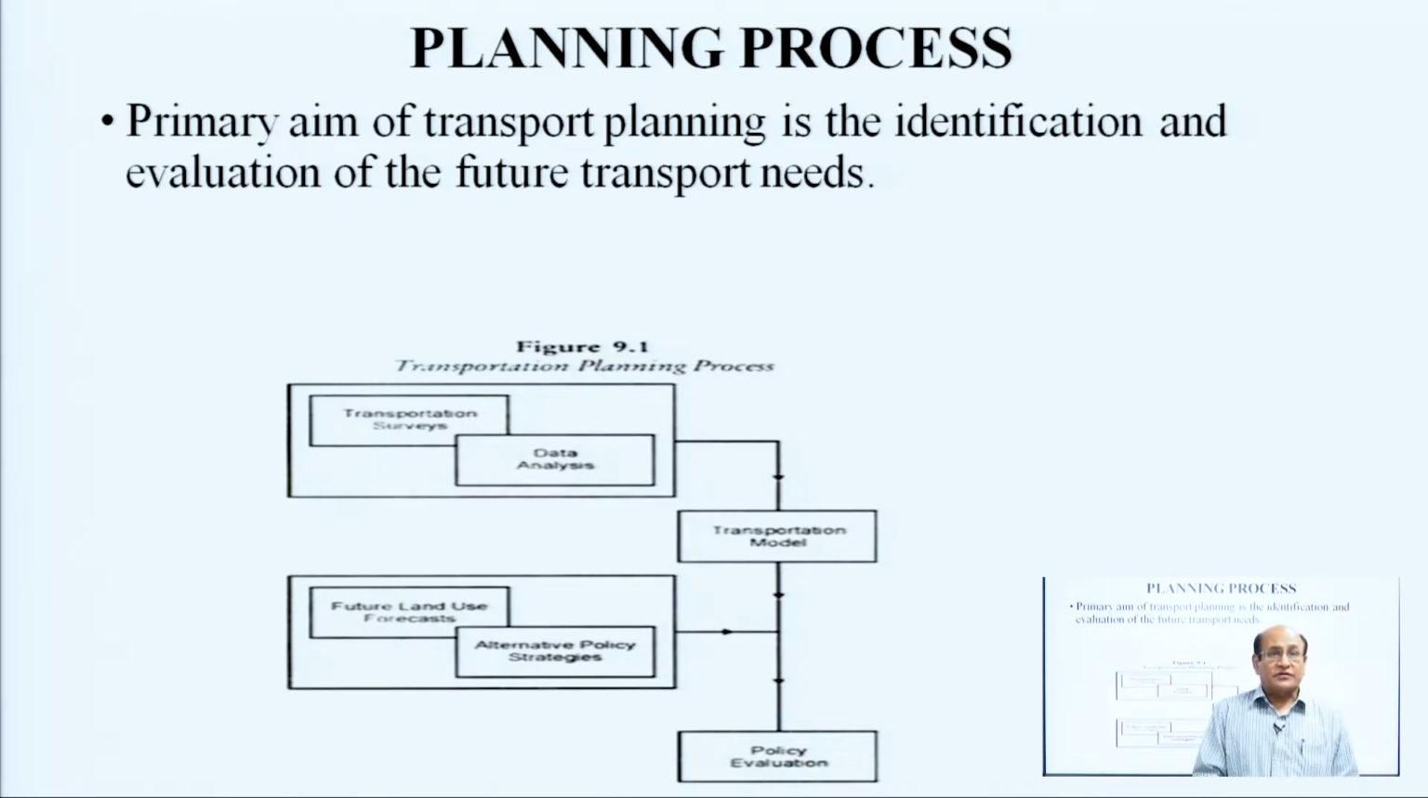Now, planning process. The primary aim of transport planning is the identification and evaluation of the future transport growth. In this diagram we can see the transport planning process, in which we have the transportation survey and the data analysis. Both will give the transportation model, and on the basis of the transportation model, along with the future land use forecast and alternative policy strategy, then we go for the policy evaluation.